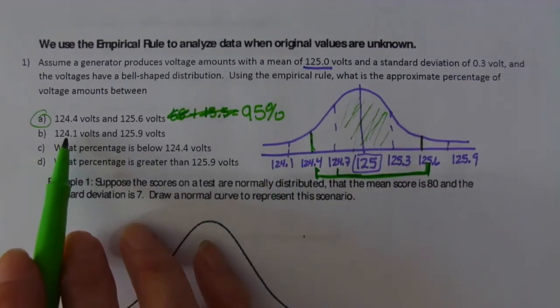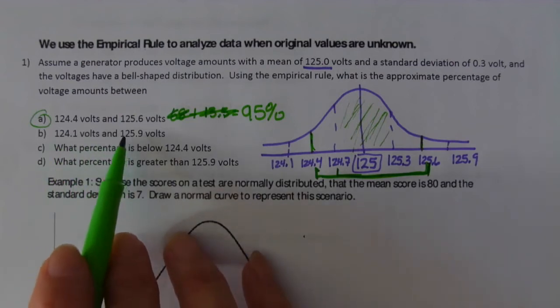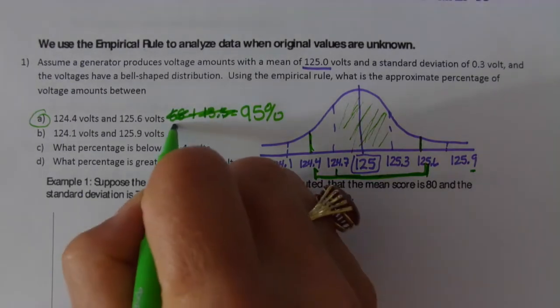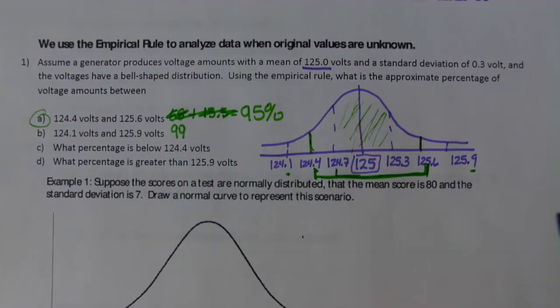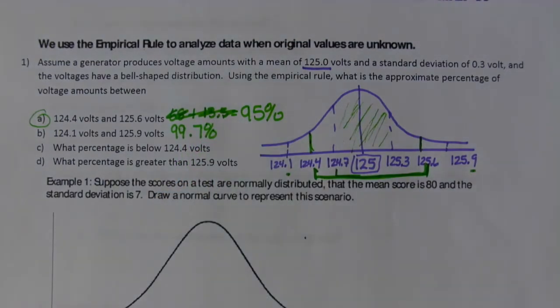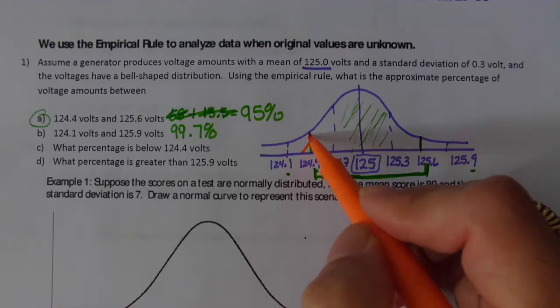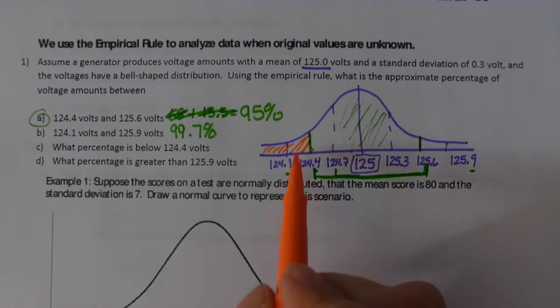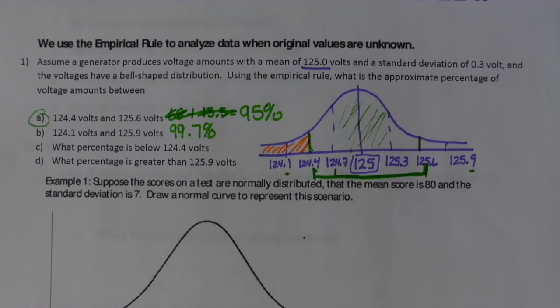Okay, 124.1 and 125.9. That's here to here. What's that percent? Right? Now, if we do one that's off a little bit, which percent is below 124.4? So that would be this. How can I figure that out? I can add up this side, right? And how much is that? What's left for these last two? 2.5.